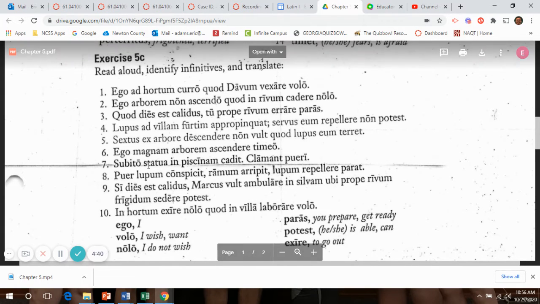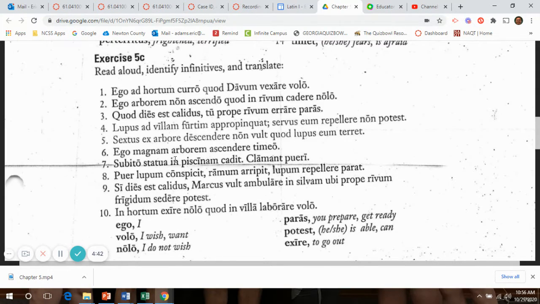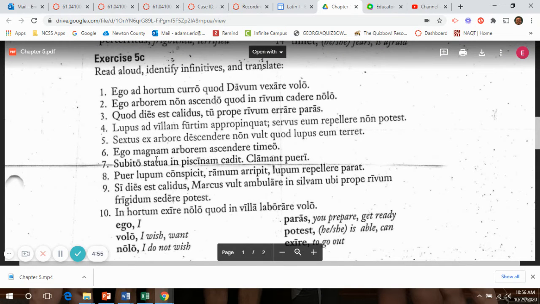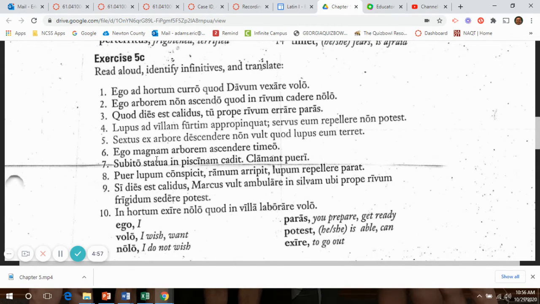Subito, suddenly, a statue falls into the fish pond. In plus an accusative is going to be into. Clamat pueri, the boys shout. So the statue falls, boys shout. This is an actual literary device called chiasmus that makes a pattern of A, B, B, A.